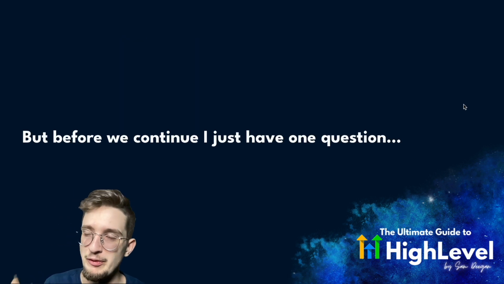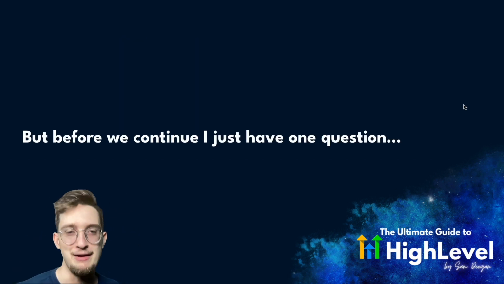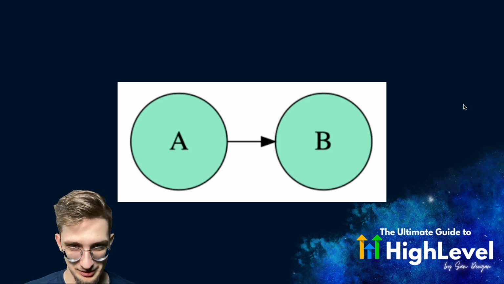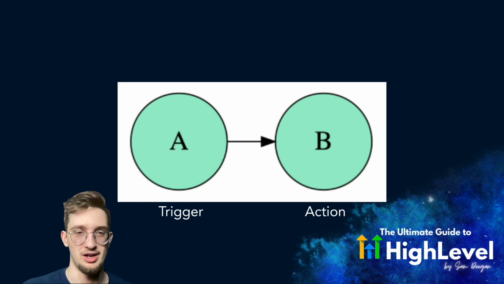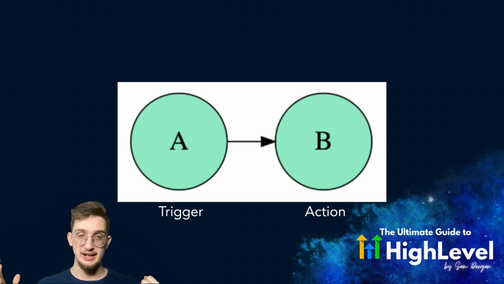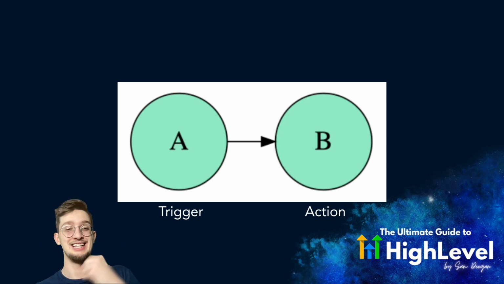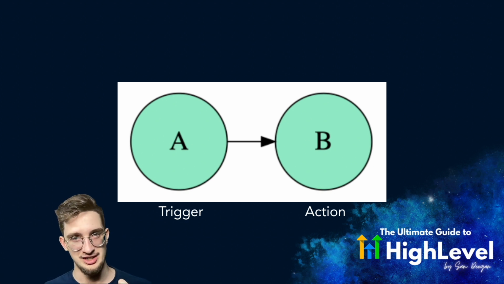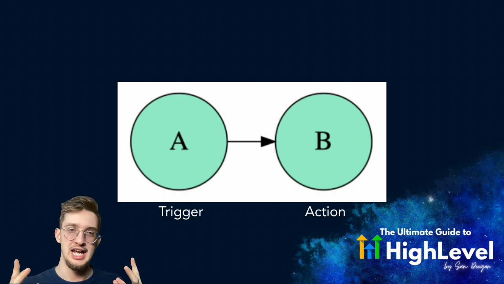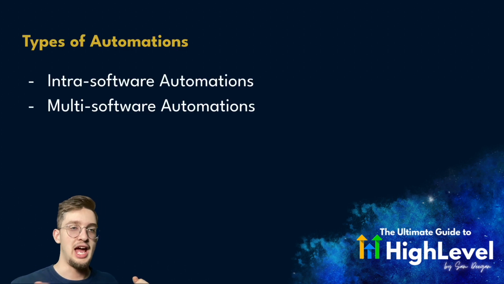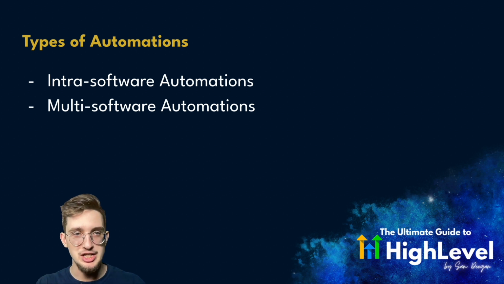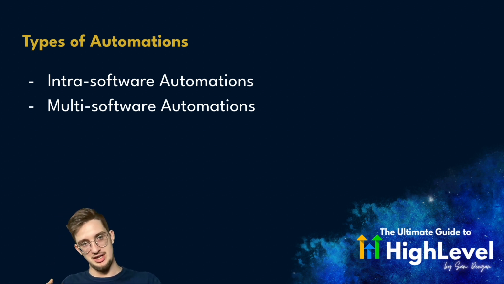Before I continue, I just have one question. Have you ever heard of causality, right? Because ultimately, that is how automations work. There's a cause and then there's an effect. In this case, there's a trigger and then there's an action, right? And so automation is basically just a series of triggers and actions. There are two types of automations: intra-software automations and multi-software automations.